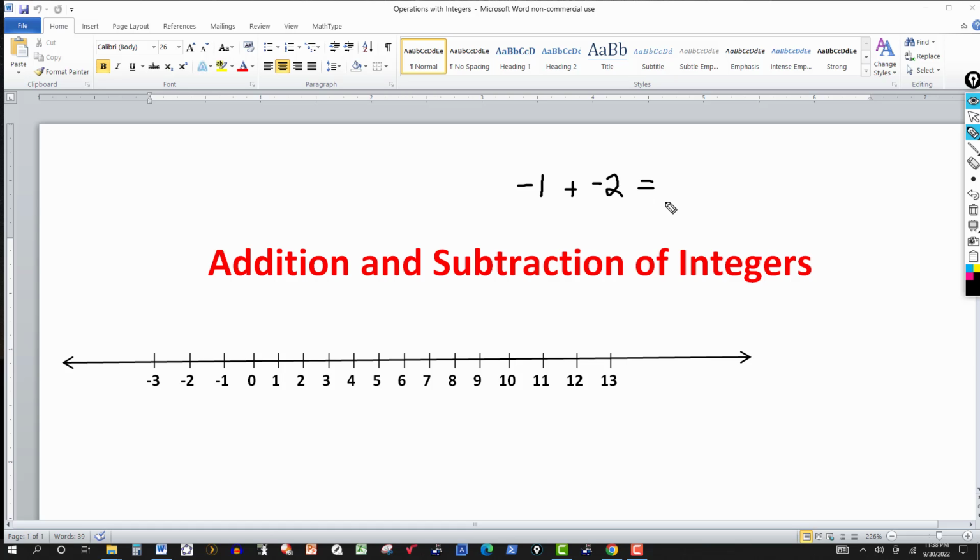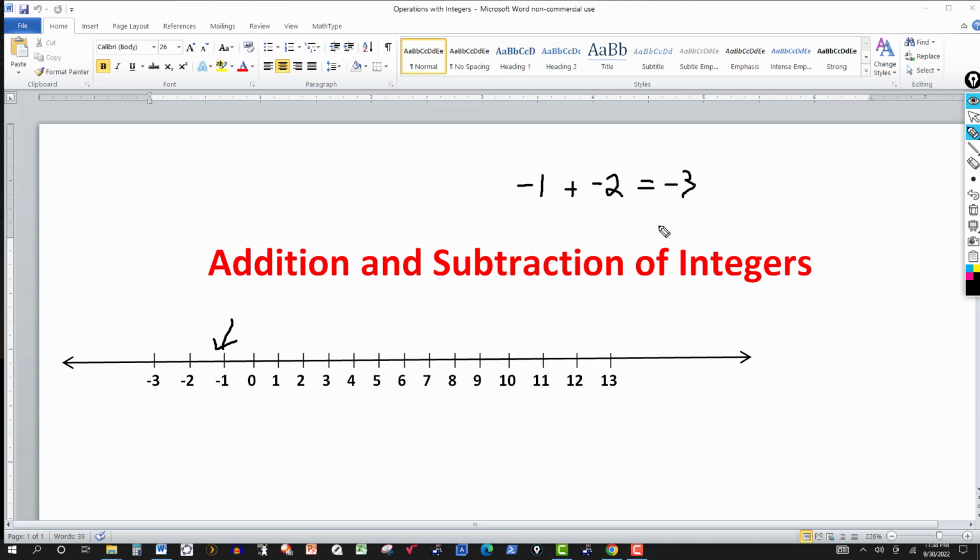So again, you can start either way, anywhere you want. You can start with the negative 1 first or the negative 2. Since I have negative 1 plus negative 2, I'll start there first. So let's look at negative 1. We're right there. I'm going to add a -2 to that. So from there, you move 2 units. Since I'm adding a negative, I go to the left. So go 1, 2 units. Where am I at? I land at -3.